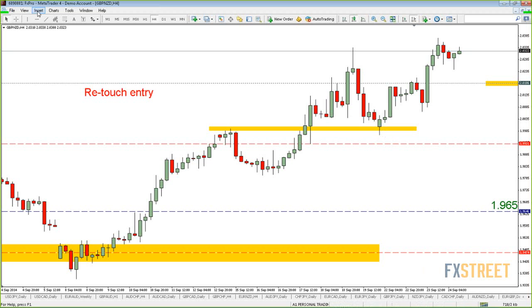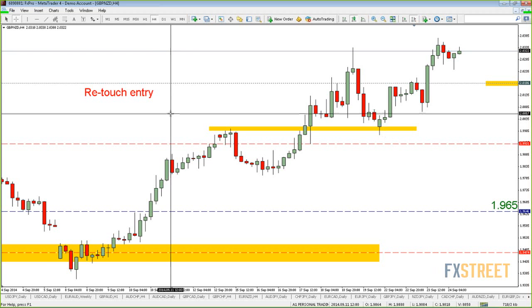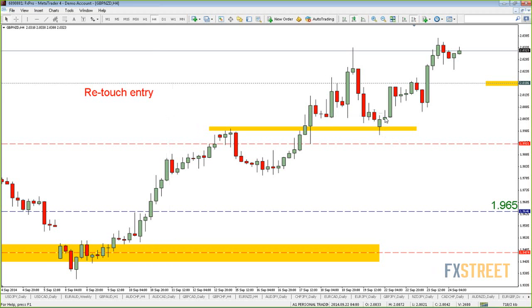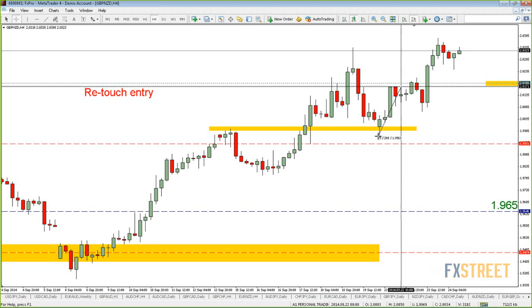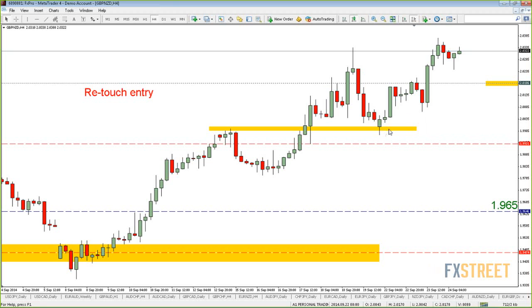Now, I put the order just above the high. If I do that, then this candle does trigger it. My stop loss is down here below the low at 99.69. If I wait for the candle to close above my trigger candle here on the retouch entry, then I'd be up here on this close. And obviously that's going to be a really deep stop of 208 pips. So that's essentially the retouch entry.